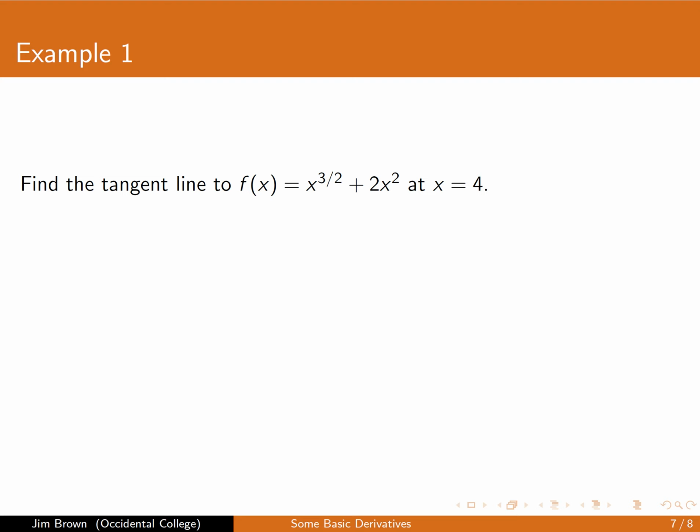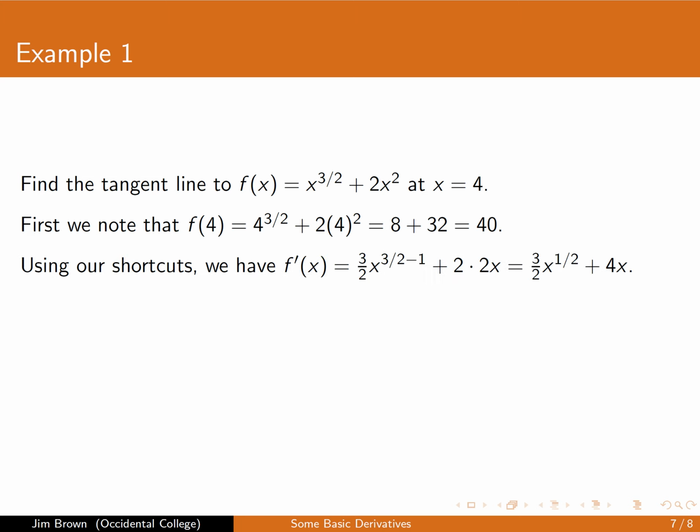So let's go ahead and see an example here. Let's find the tangent line to the function f of x equals x to the 3/2 plus 2x squared, where x is equal to 4. First, let's find a point on the line. If I evaluate f at 4, I get 4 to the 3/2 plus 2 times 4 squared. To evaluate 4 to the 3/2, we can write that as 4 to the 1/2, all raised to the 3. We know 4 to the 1/2 is 2, so 2 raised to the 3 is 8. For the second term, 4 squared is 16, times 2 is 32. So f of 4 is equal to 40, and the point on my tangent line is (4, 40).